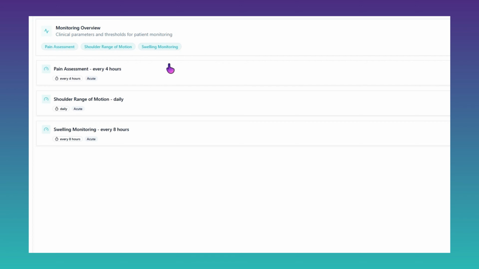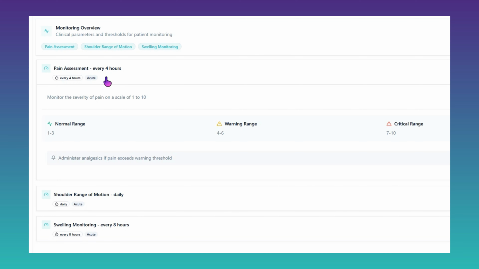You will see the suggested monitoring guide that clearly outlines what needs to be monitored, including symptoms and related parameters, along with the required frequency. Each recommendation is labeled as acute where relevant. Each tab, based on the symptom, will display the normal range, the warning range, and the critical range.